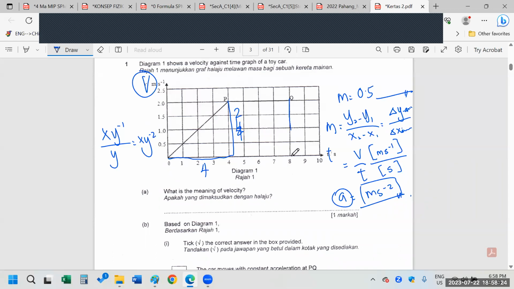Then what is the area under the graph? Area under the graph means base times height, so t times v. So actually what is it? It is displacement.